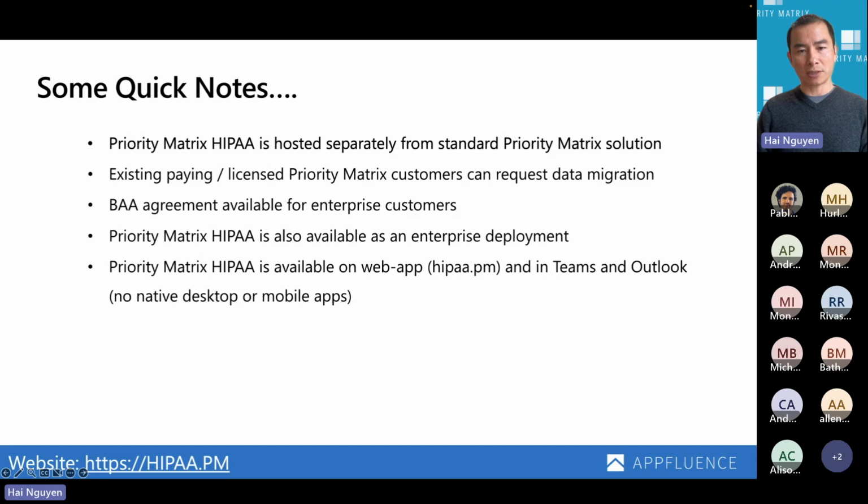Priority Matrix HIPAA is available as a web app, which is at HIPAA.pm, and inside Microsoft Teams and Outlook. But there are no native desktop or mobile apps, compared to our standard solution, which does have the native and mobile apps. A lot of the functionality is the same. In today's presentation, I'll highlight some capabilities in the HIPAA app, but if you use the standard app, you get all of those and actually a little bit more.